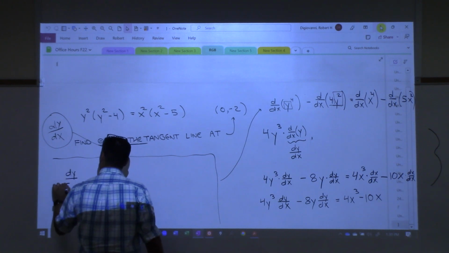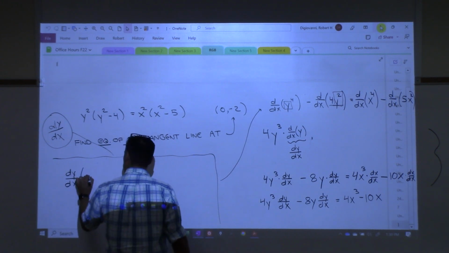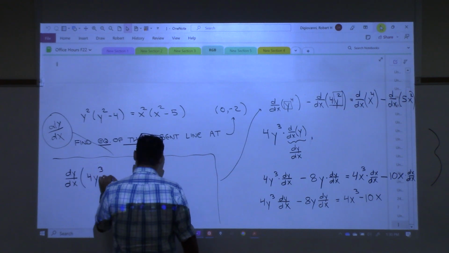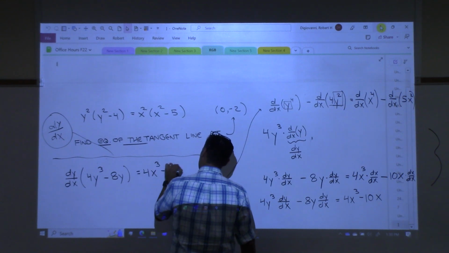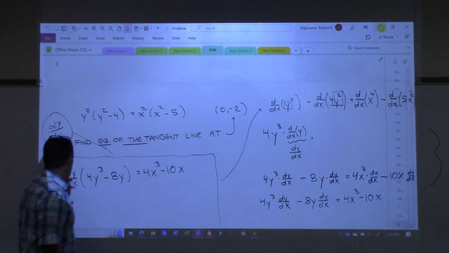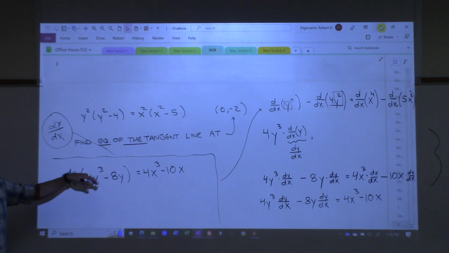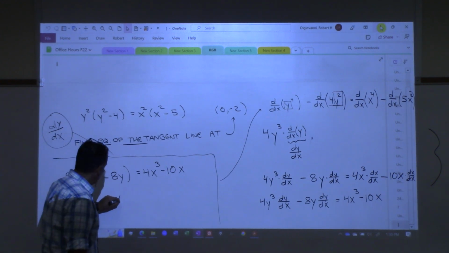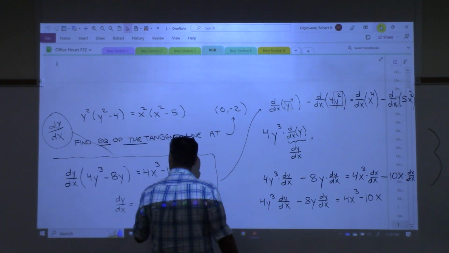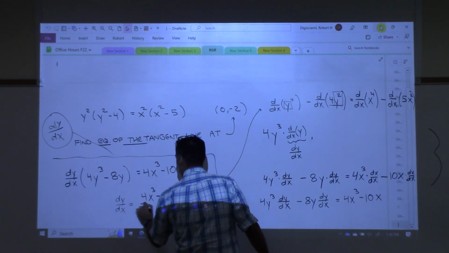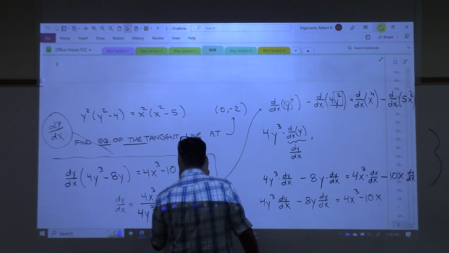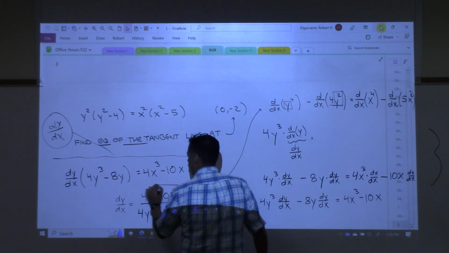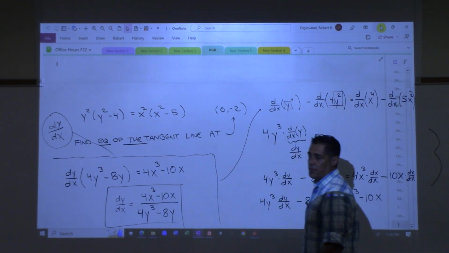So I'm going to factor out a dy/dx like a GCF, greatest common factor. That leaves me with 4y cubed minus 8y equals 4x cubed minus 10x. And once we factor out that dy/dx, I can divide through by everything in parentheses on both sides. I've got dy/dx is 4x cubed minus 10x over 4y cubed minus 8y. That's what dy/dx is.